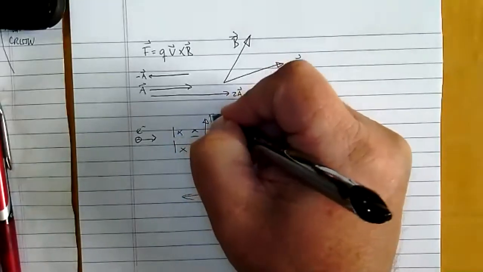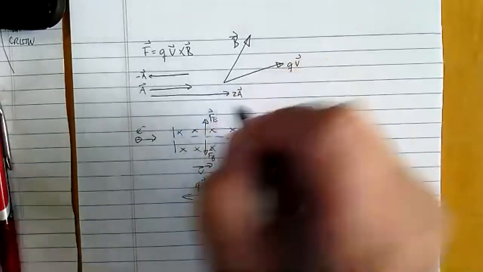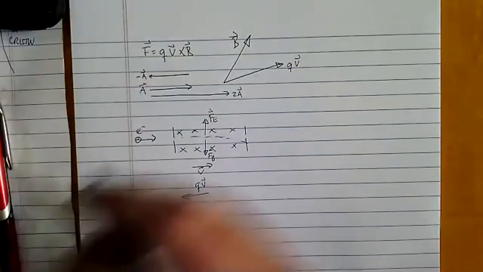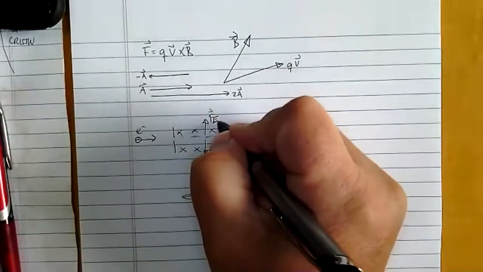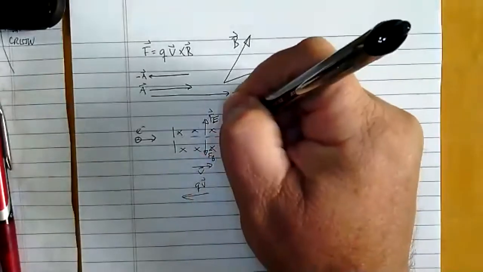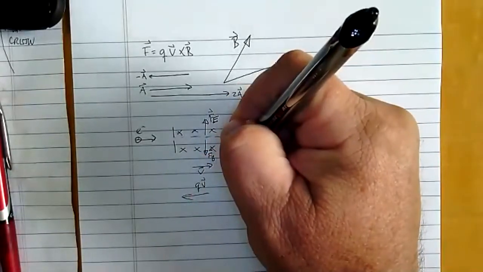So what I need is the force due to the electric field pointing this way. And electric field vectors point in the direction that a positive charge would go. So the electric field is actually going to point downward.